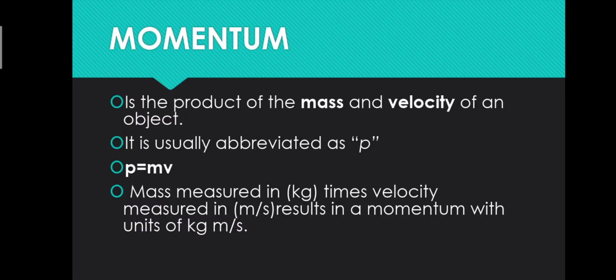Momentum is the product of the mass and velocity of an object. It is usually abbreviated as symbol P. In equation form, momentum is P equals m times v, or momentum equals mass times velocity. Mass measured in kilogram times velocity measured in meter per second results in a momentum with units of kilogram meter per second. Momentum is a vector that points in the same direction as the velocity.